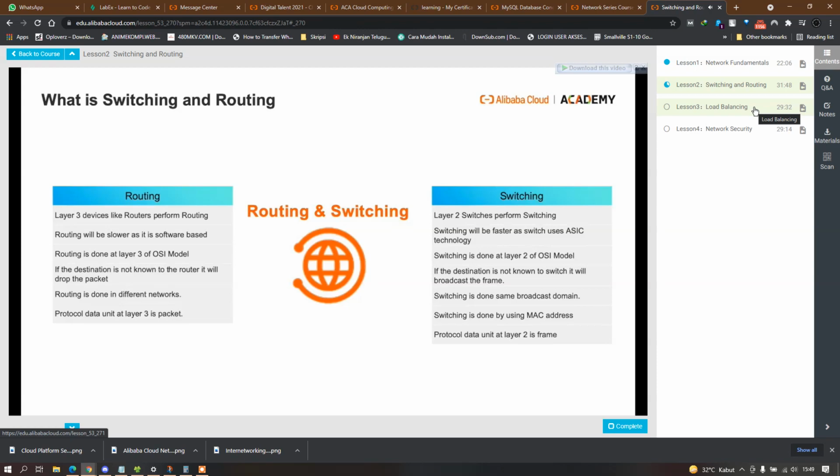And for routing, the last point is that the protocol data unit at layer 3 is the packet, which is different from switching. Switching uses the frame to transport the data. These are all the differences between routing and switching.